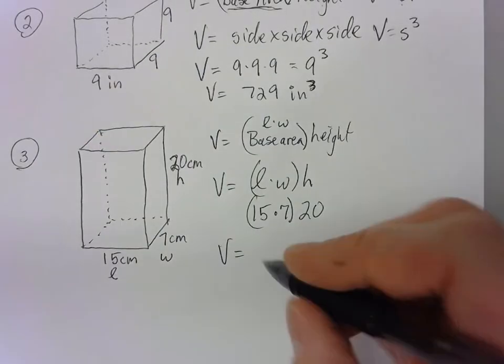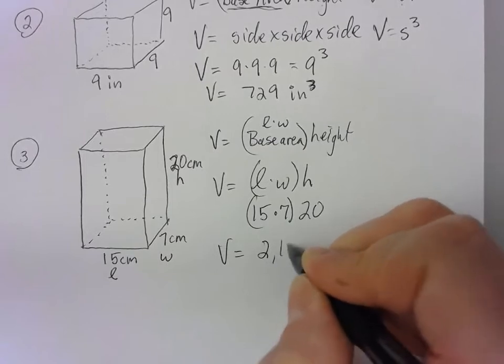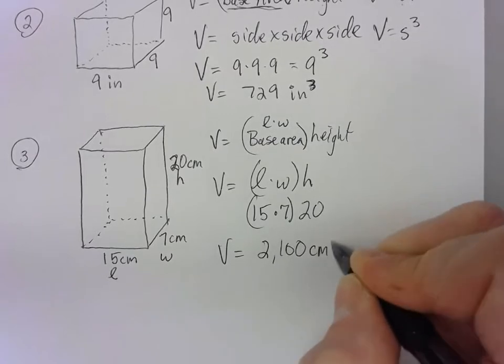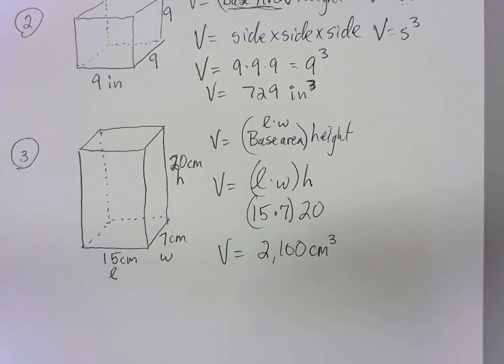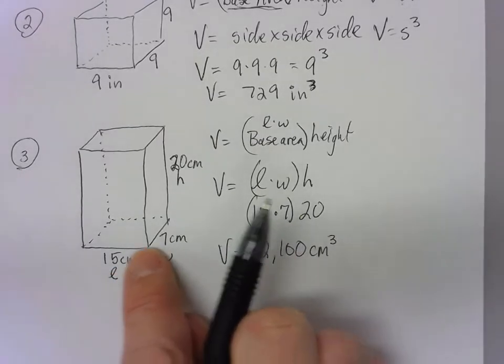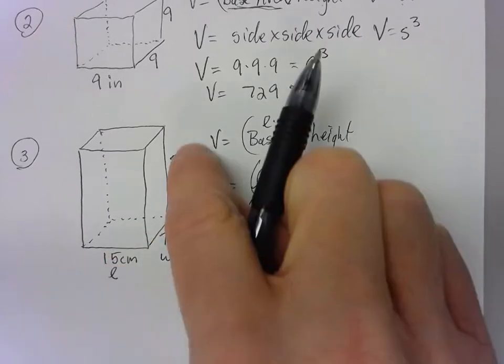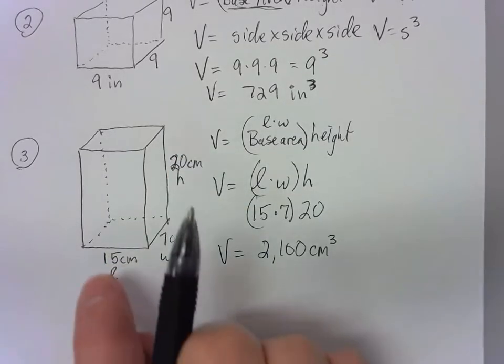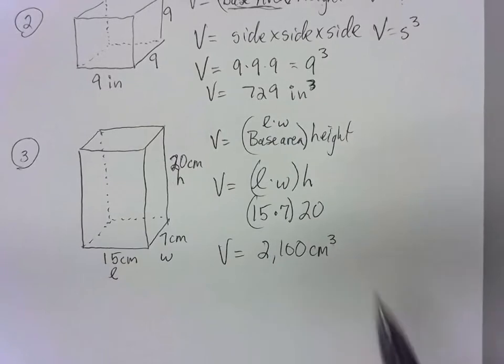2,100. So that's 2,100 centimeters cubed. Again, we multiplied 3 things together. The length and width give us the area of the base, multiply it by 20 for the height. So since we multiplied 3 things together, that means it's centimeters cubed. Alright, that's where your cubic units are coming from that we talked about up in number 1.